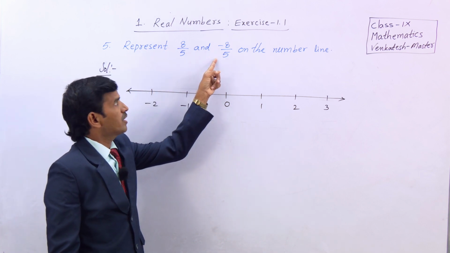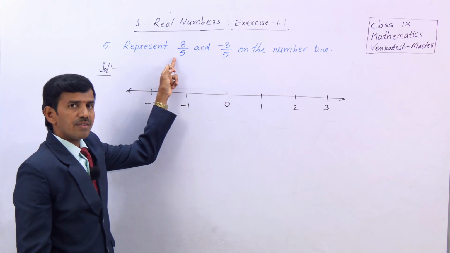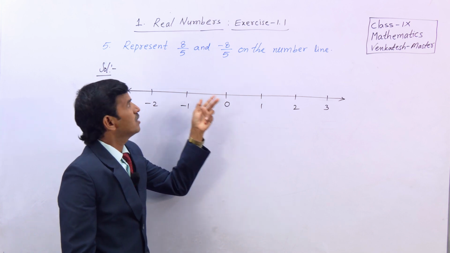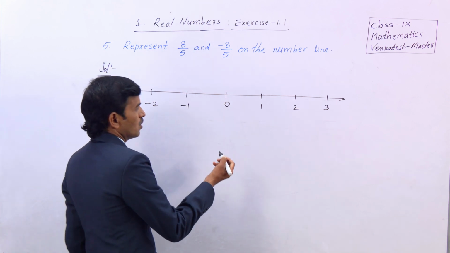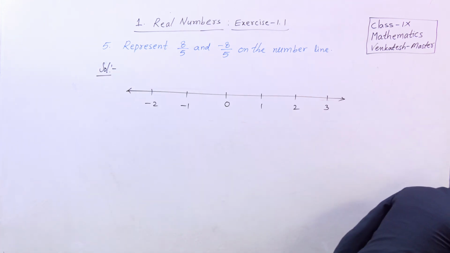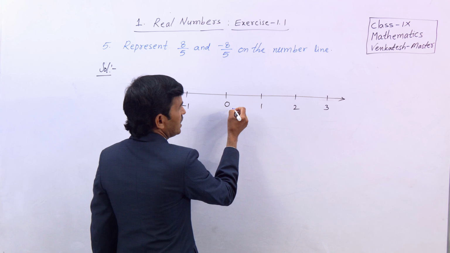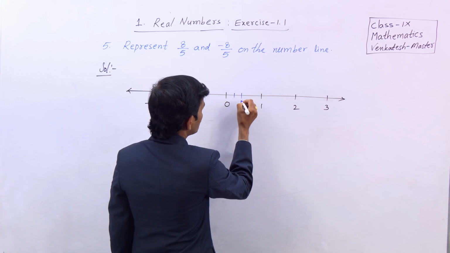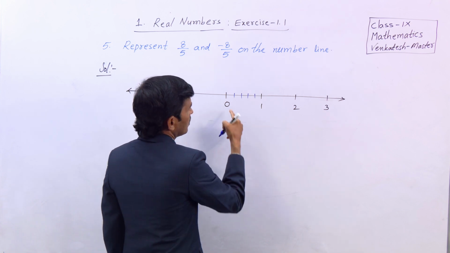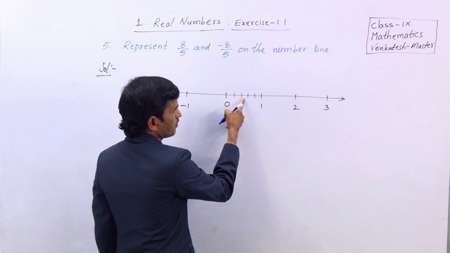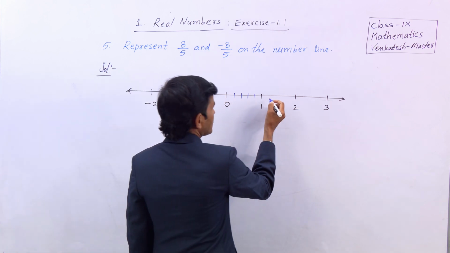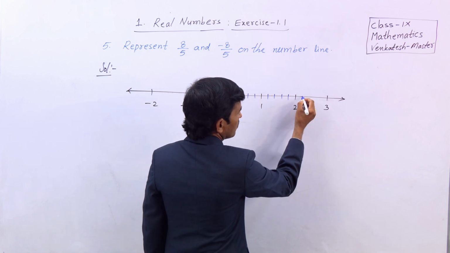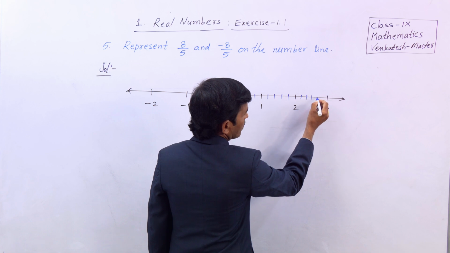If you observe the denominators, what is the denominator given here? 5. That means we should divide each unit into 5 parts. If you draw lines, 4 lines make 5 parts. See that from 0 to 1, there are 1, 2, 3, 4 lines. That means 1 part, 2 parts, 3 parts, 4 parts, 5 parts. In the same manner here also 1, 2, 3, 4, and here also 1, 2, 3, 4.